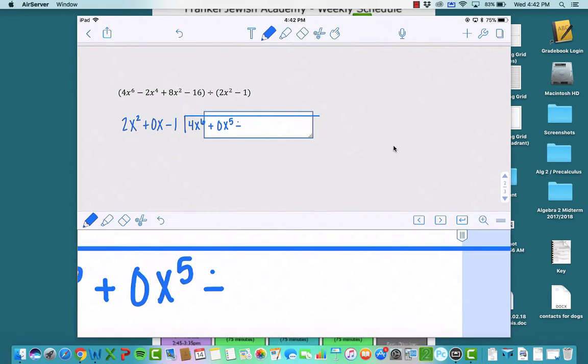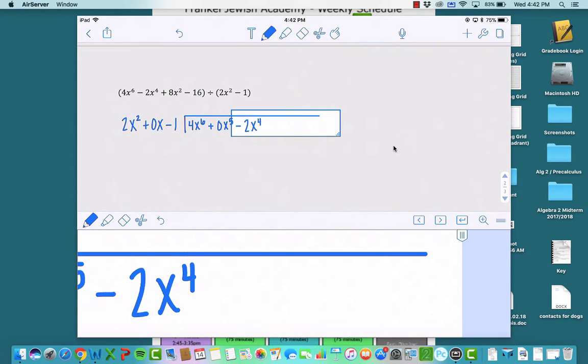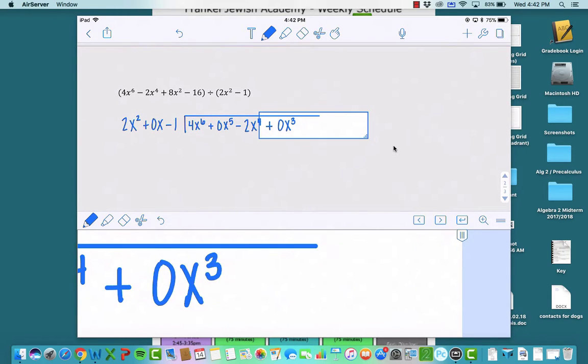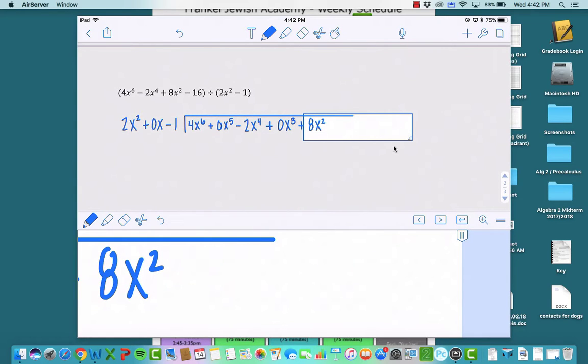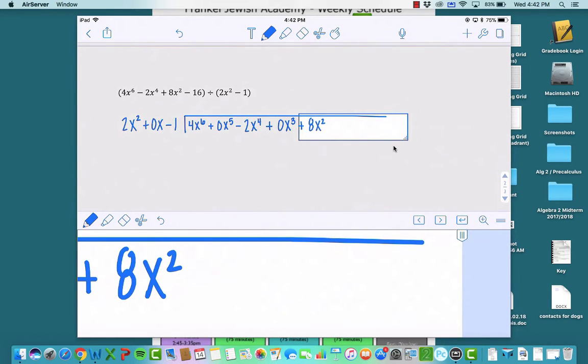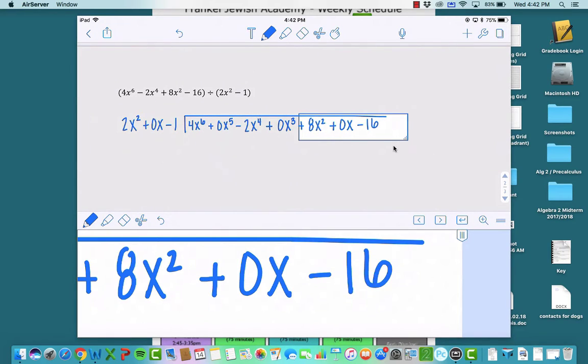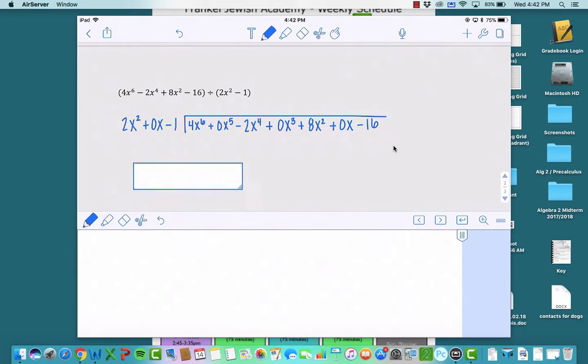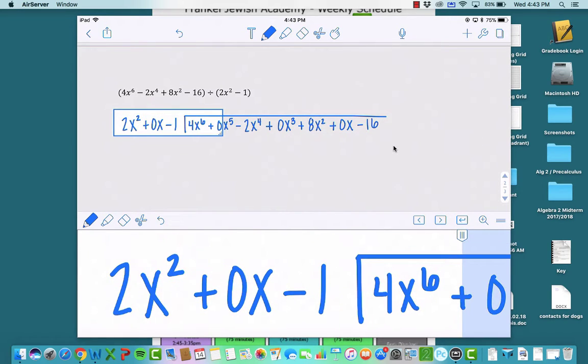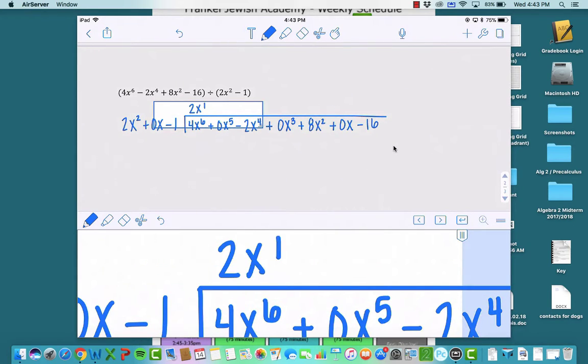plus minus 2x to the 4th, plus 0x cubed, plus 8x squared, plus 0x minus 16. Whoa, this is a really long one, but that's okay. So 2x squared goes into 4x to the 6th, 2x to the 4th times.